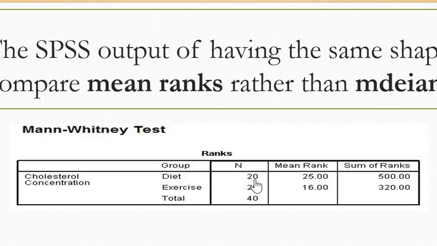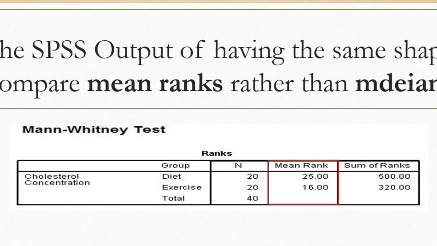You see the number of participants, which is 20, and we have the mean rank and the sum of ranks. The mean ranks, as you can see, are 25 and 16. So just visually, they are different.